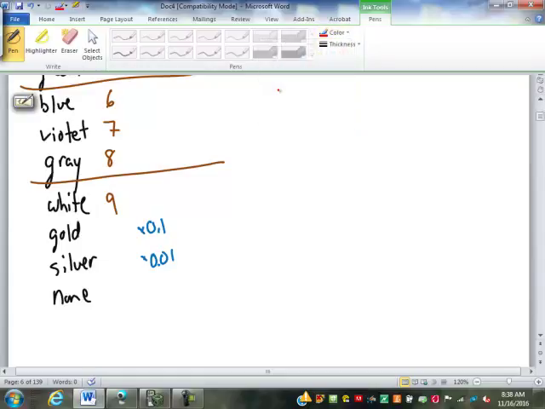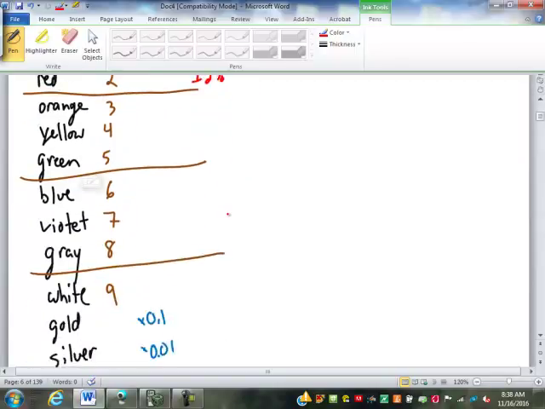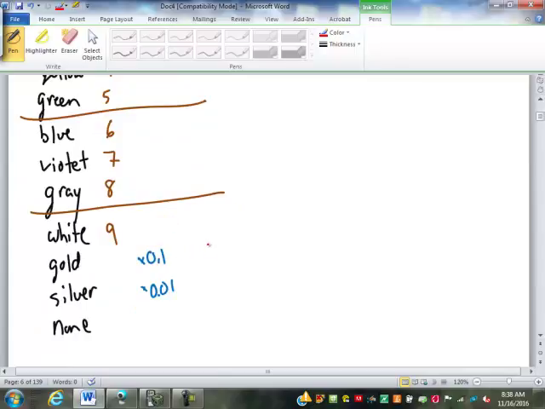In the fourth band, sometimes referred to as the tolerance band, black is plus or minus 20%. Brown is plus or minus 1%. Red is plus or minus 2%. Then we jump all the way down to gold, which is plus or minus 5%. Silver is plus or minus 10%. And if there is no tolerance band, it's plus or minus 20%.